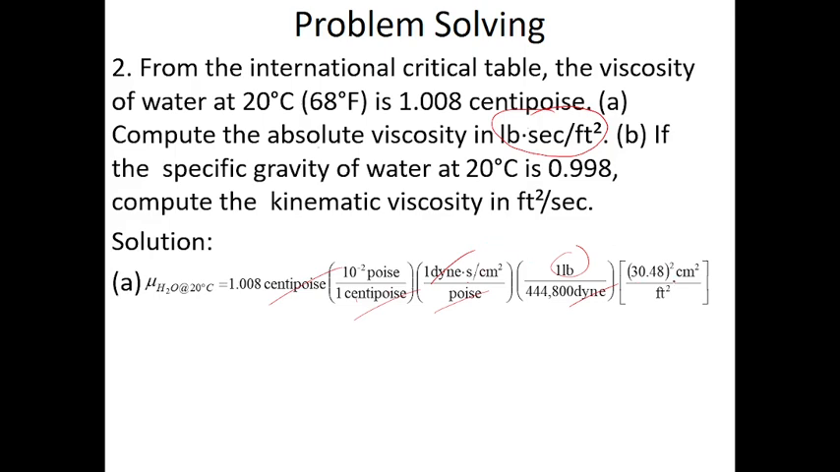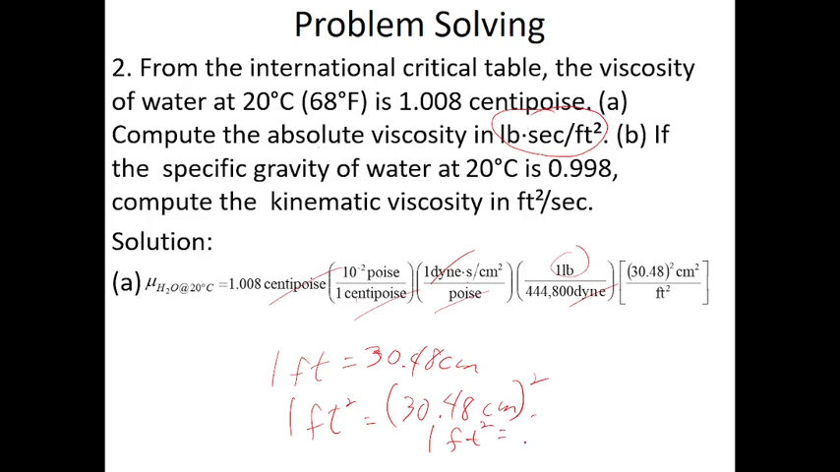So, to cancel the square centimeter, we know that 1 foot is 30.48 centimeters. Remember that, 1 foot is 30.48 centimeters. Memorize it. When I square that, 30.48 centimeters squared, the number is also squared. So 1 foot squared equals 30.48 squared square centimeters. That is the purpose of that.